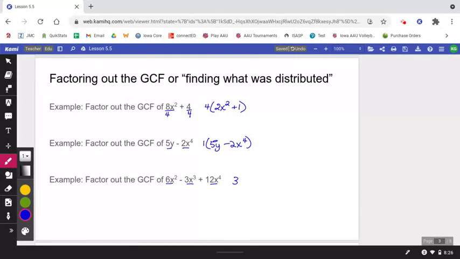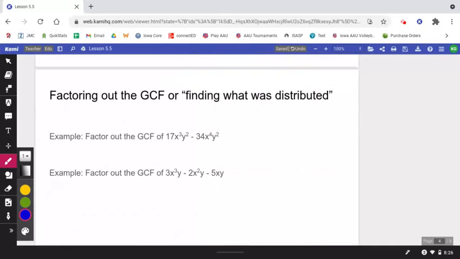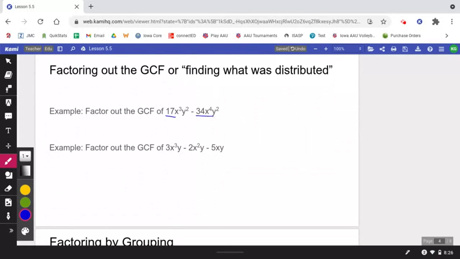So that would leave me with 5y minus 2x to the fourth. 6, 3, and 12 can be divided by 3. 2x's, 3x's, 4x's, they have in common 2x's. So that would leave me here with a 2. The middle would be negative 1x, and the last one would be 4x squared. 17 and 34 can be divided by 17. 3x's here and 4 over here would be 3x's in common. Y squared and y squared would both come out. So that would leave me with 1 to start and negative 2x for that part.